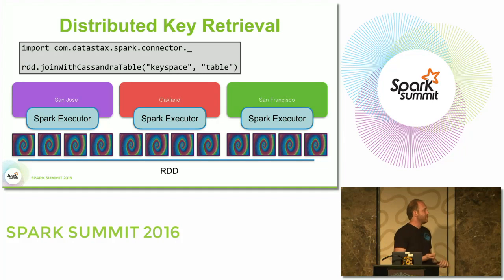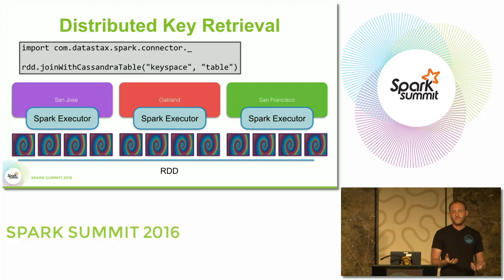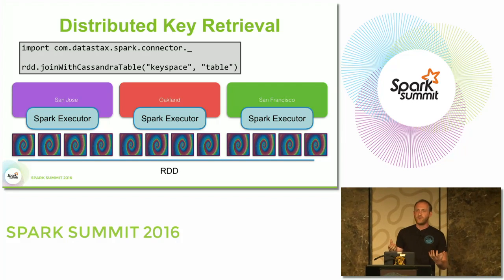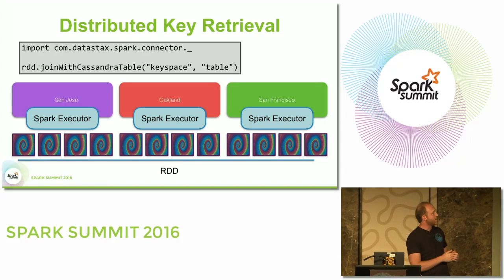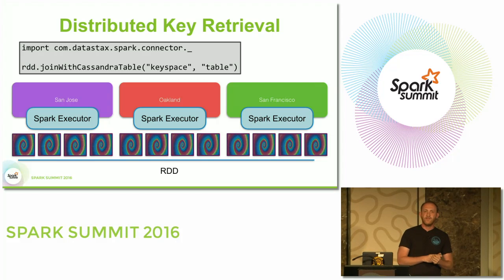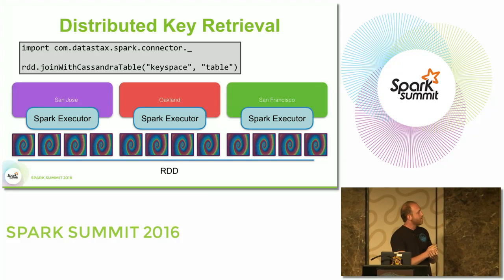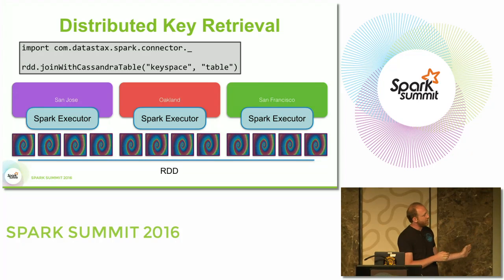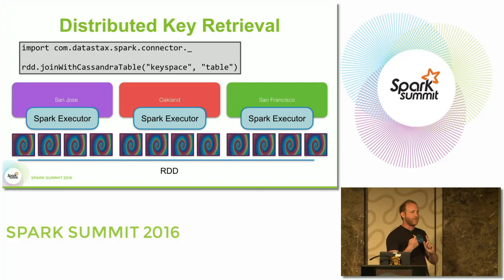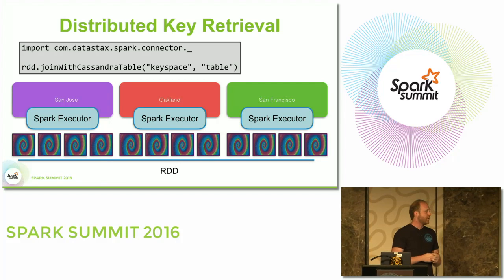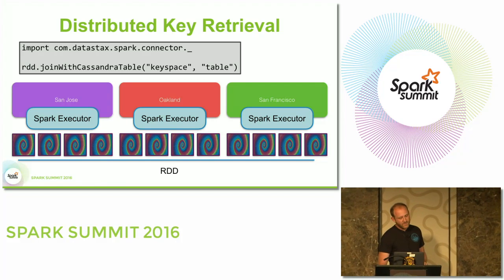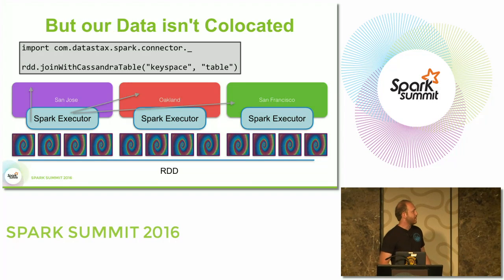If you want to do distributed key retrieval, this is a slightly different use case. This is where you have a whole lot of different partition keys, and you want to use all of these partition keys and pull them out of Cassandra in a distributed way. We have a join with Cassandra table method, and this is basically a direct join. You can imagine that you have an RDD that's filled with all sorts of different partition key values, and you want to pull just those rows out of Cassandra. It will map those keys directly into the executors and pull those values from whatever node they happen to be on.